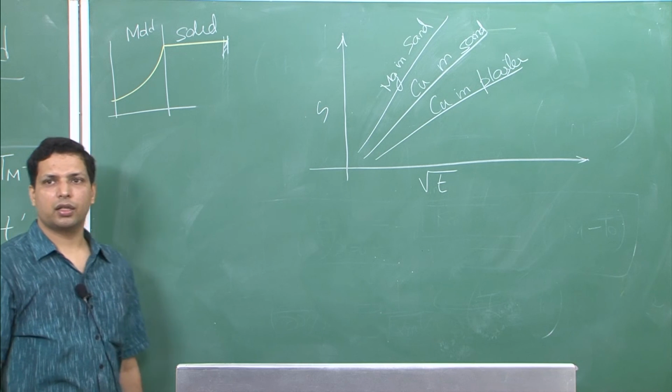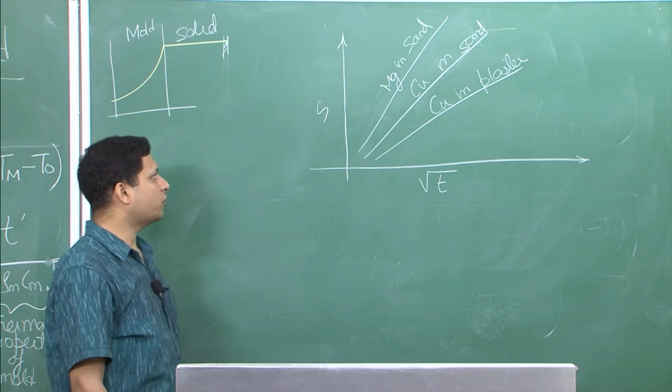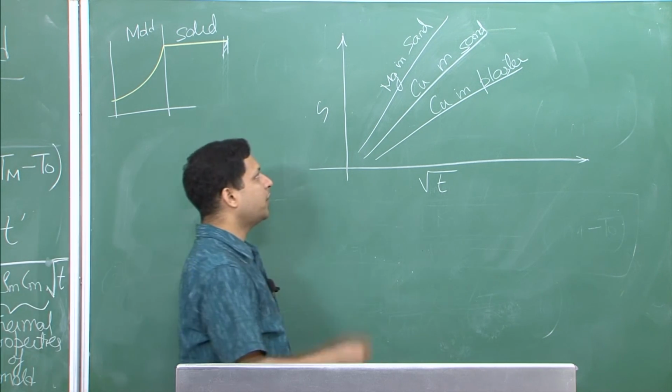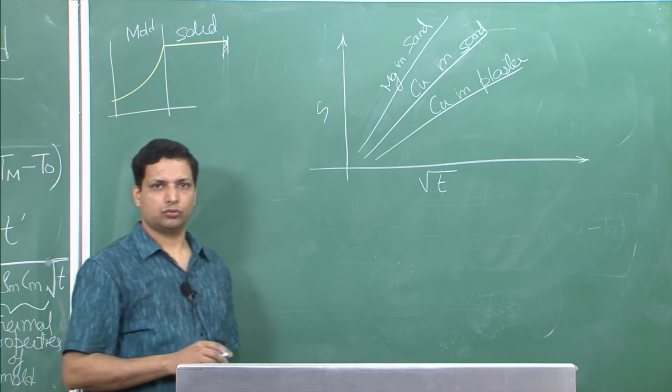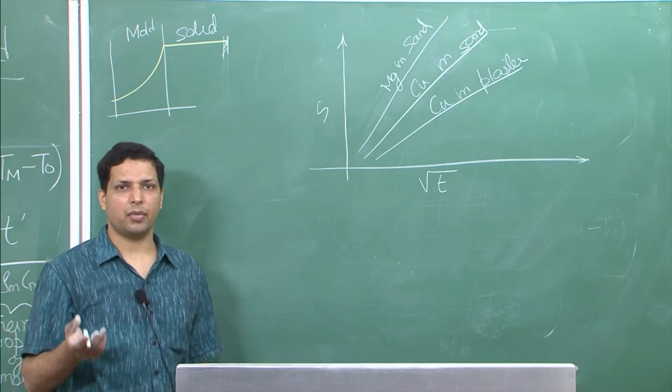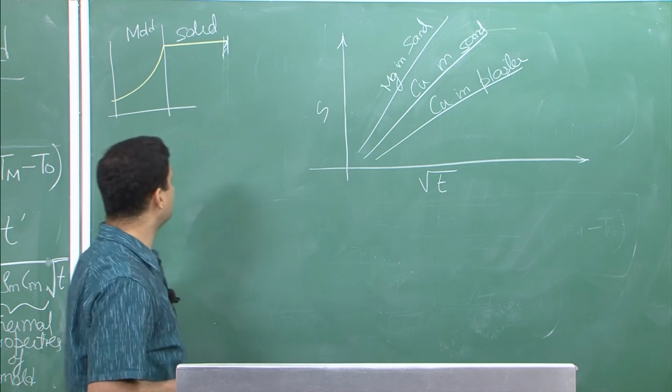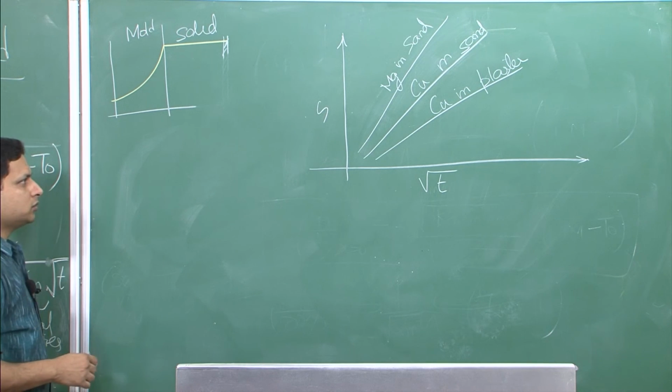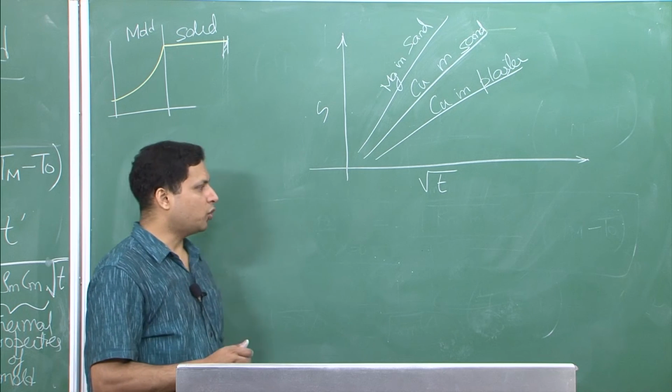So, you see you get straight line curves, meaning S will always be proportional to root t, but it will still change depending on what the metal and mold combination is. So, this is our insulating mold condition.